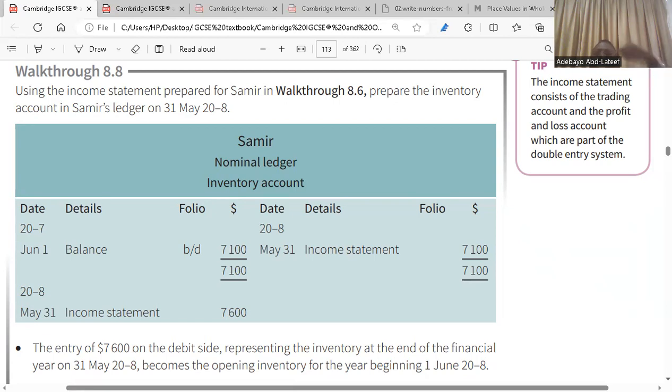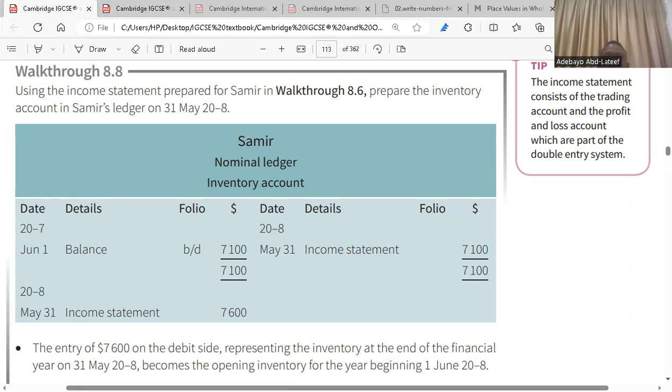Now, for 28 that we are closing, the income statement will be 7,006. Then the balance brought down will be 7,006 for next year. Yeah, for June 28. This is May 31. That's the end of the financial year. Then June 1, 28, we have our balance brought down, which will be our opening inventory.